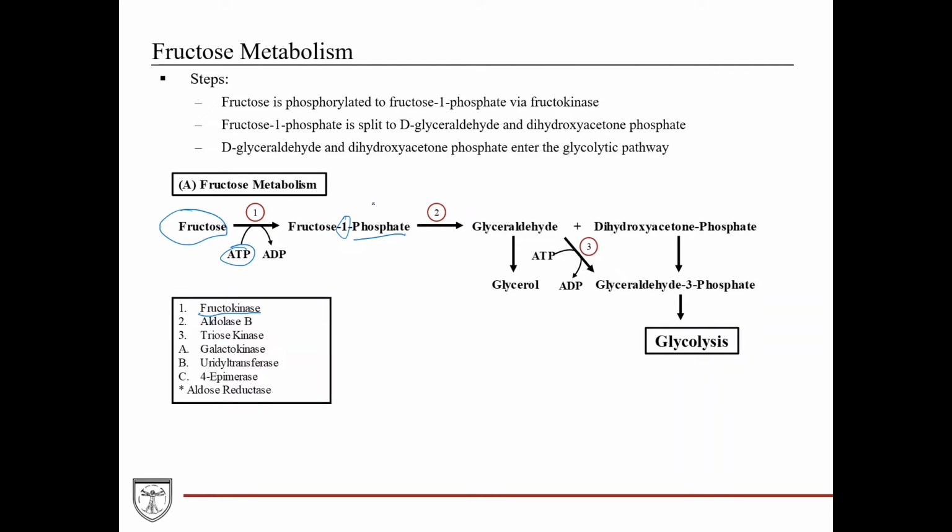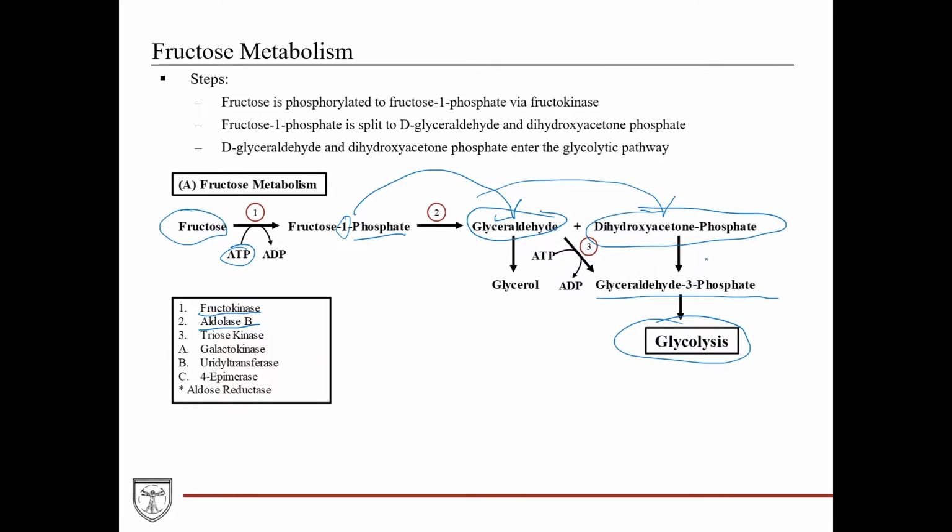And then fructose 1-phosphate is split into glyceraldehyde and dihydroxyacetone phosphate by the enzyme aldolase B. Then glyceraldehyde and dihydroxyacetone phosphate can then be converted into glyceraldehyde 3-phosphate, which can be used in glycolysis. These two intermediates can also be used in gluconeogenesis for glucose synthesis as well. And then glyceraldehyde can actually be converted into glycerol as well. So the bottom line is that fructose metabolism is very similar to glucose metabolism, and the end result is that you end up creating intermediates that can then enter into glycolysis.